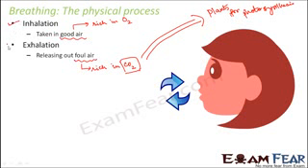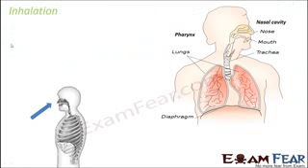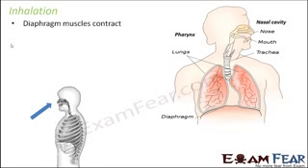So here we are going to talk about these two processes, inhalation and exhalation, that is, what happens to the various respiratory organs during these processes. First, let us talk about inhalation, that is, we are going to take in oxygen-rich air. So during inhalation, what happens? We are going to take in air, so we need more space inside the lungs to accommodate the air which we take in. For that, what has to happen?